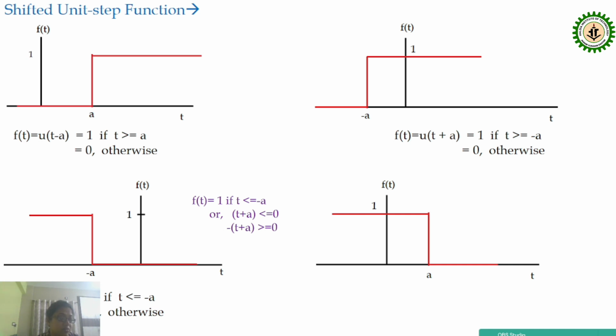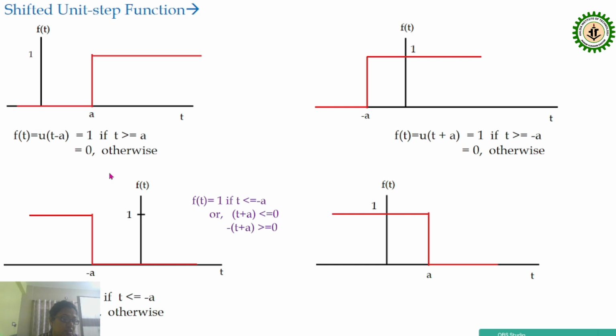So how can we represent this? First take the minus sign common, the easiest way. If I take the minus sign common, then it becomes u of minus t plus a. That minus represents the inversion, and t plus a, where plus means shifting to the left side, represents the shifting to the left by a unit. So first do the inversion, then shift it by a unit to the left side.